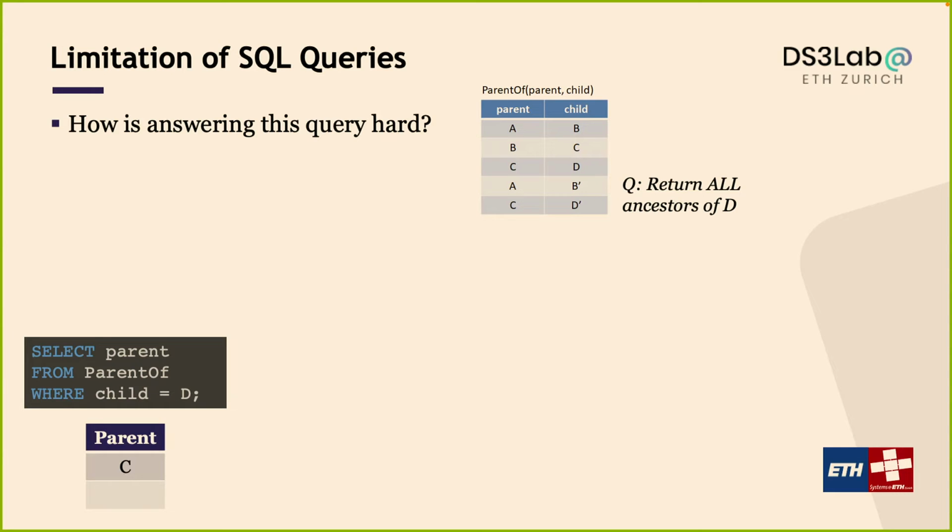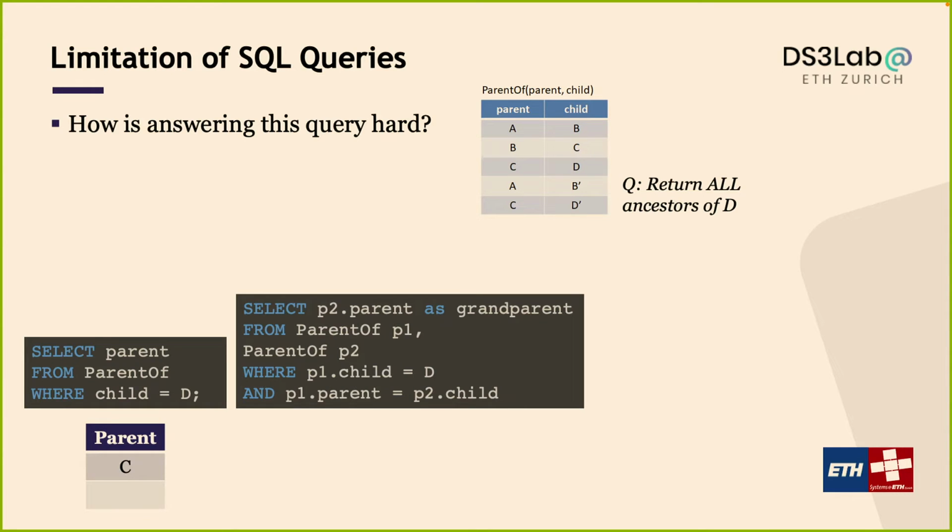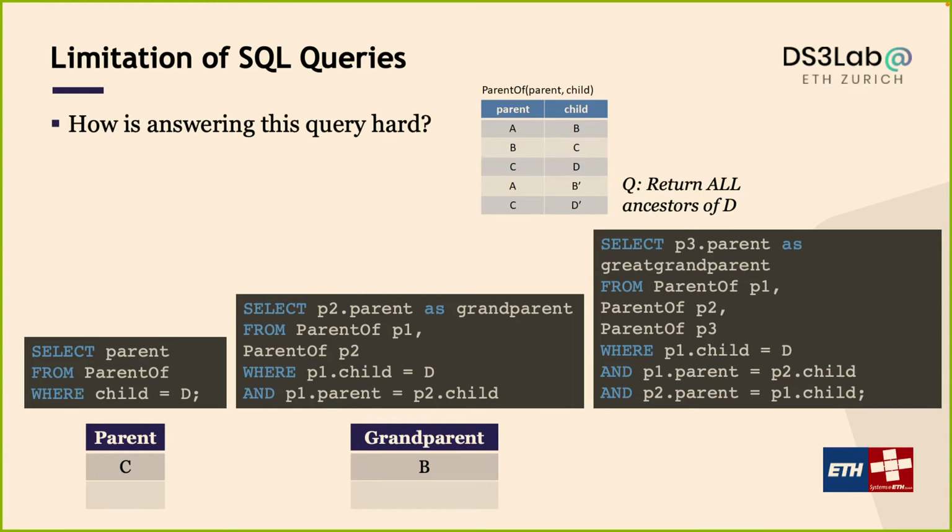Now let's try to get the grandparent of D. I join this parent-of relation with itself. I select from parent of, give the name P1, parent of P2. I join them so that the parent of the first parent-of equals the child of the second parent-of. That gives you the grandparent of D. In this case, it looks like this. I can get the great-grandparent of D by joining this relation 3 times. Now we get something like this.